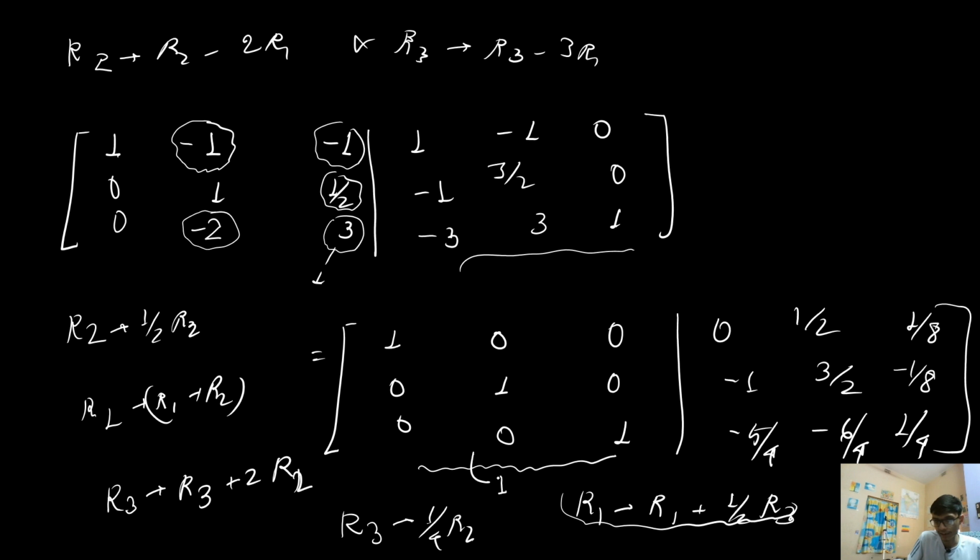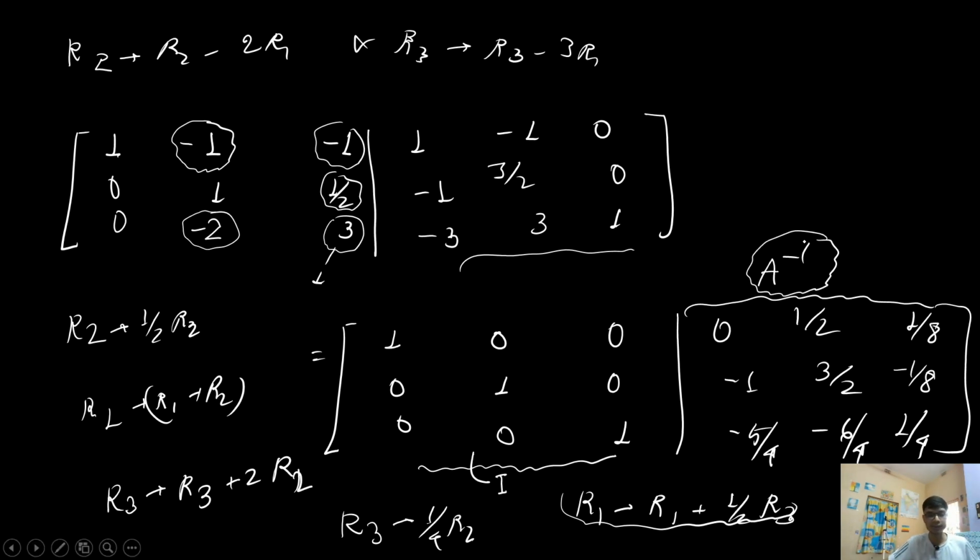So in this fashion, what we see is that the matrix A got changed to the identity matrix, and the identity matrix got changed to another new matrix, which is known as A inverse. So in this fashion you can calculate the inverse of a matrix. I hope this result was clear.